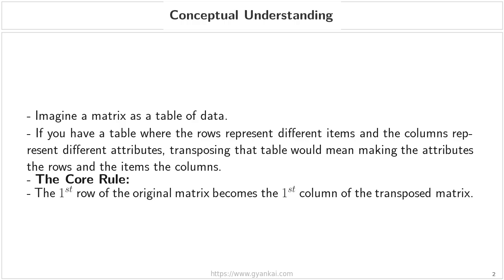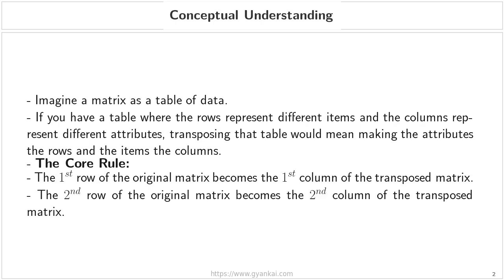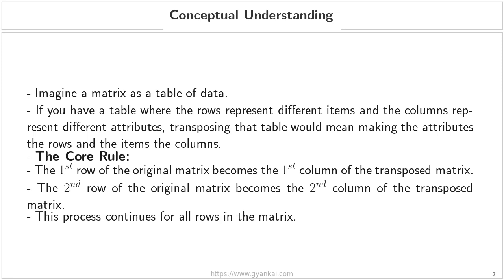First, the first row of the original matrix is rewritten to become the first column of the transposed matrix. Following the same logic, the second row of the original matrix becomes the second column of the transposed matrix. You simply continue this process for all remaining rows in the matrix until the transformation is complete.